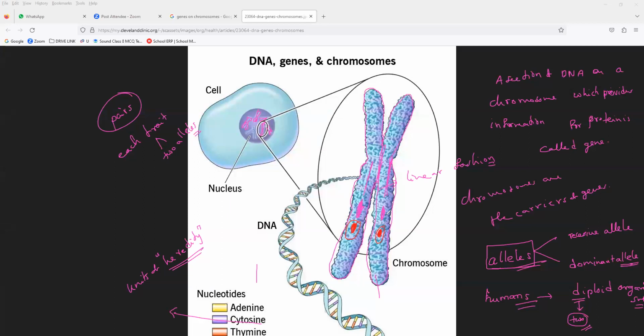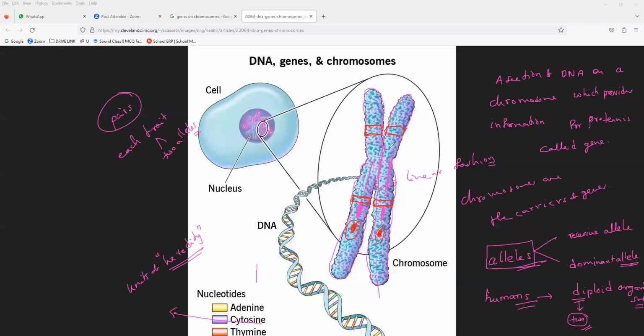Please note it. That is why we can say two alleles of a pair are always located at the same position of the chromosome pair. Suppose here one character allele is present, either a recessive allele, then exactly opposite, the same character dominant allele is located. Suppose here one character allele is present, either recessive or dominant, then exactly opposite the same position the dominant allele is located. Do you understand, everyone?